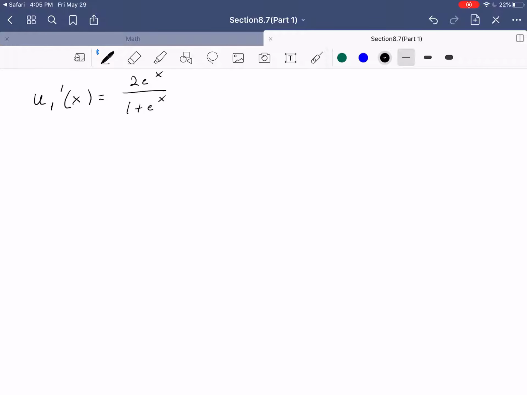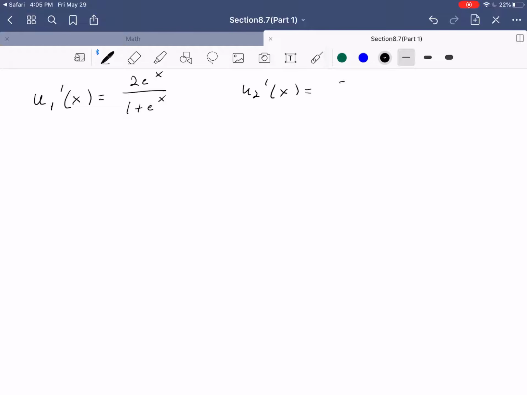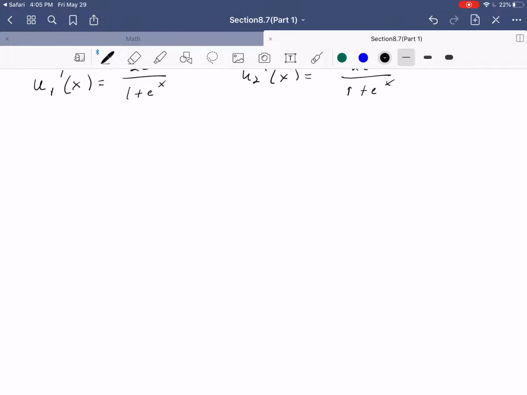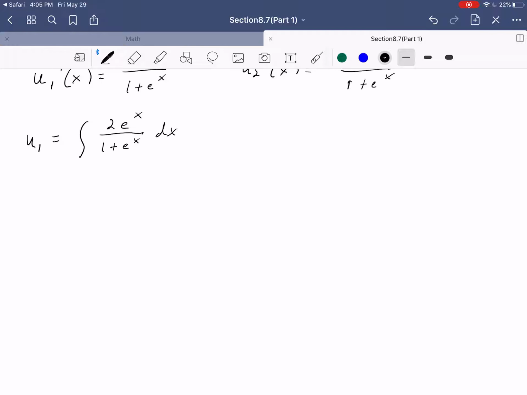Yep, and u2 prime of x is supposed to be negative 2e to the 2x over 1 plus e to the x. So it doesn't matter what order we want to integrate them in, but u1 is going to be the integral of 2e to the x over 1 plus e to the x dx. This is a little bit nastier, but we can do a substitution here.